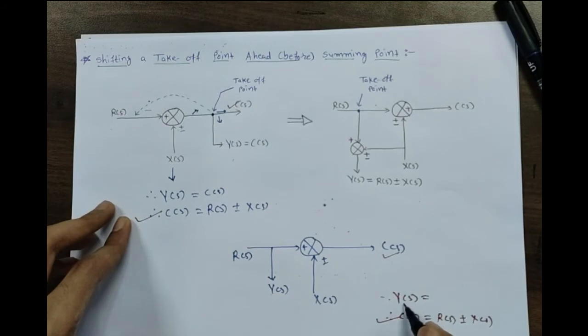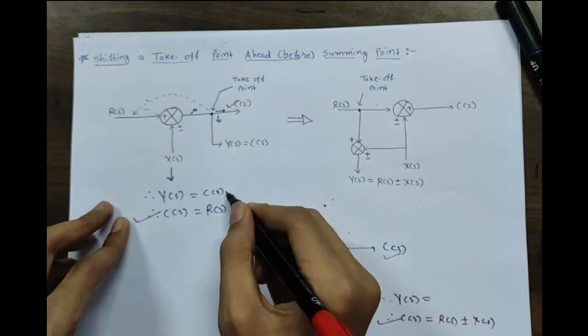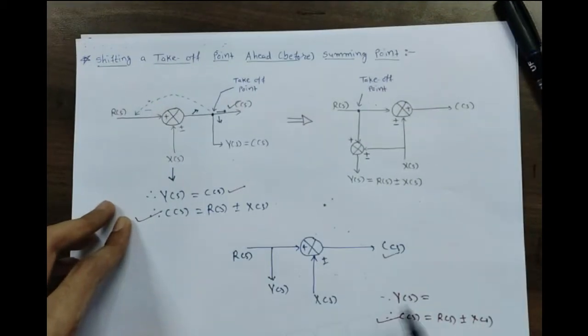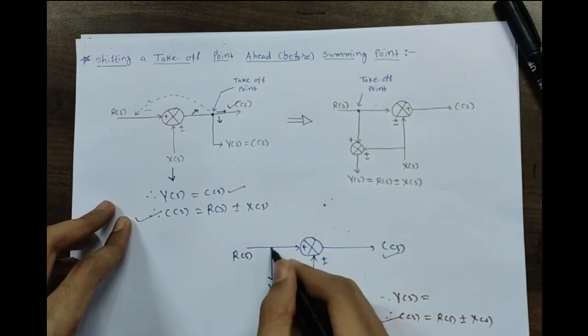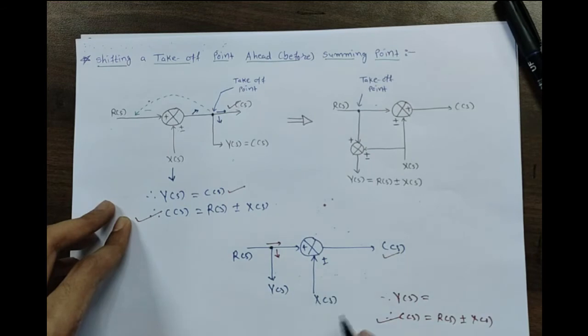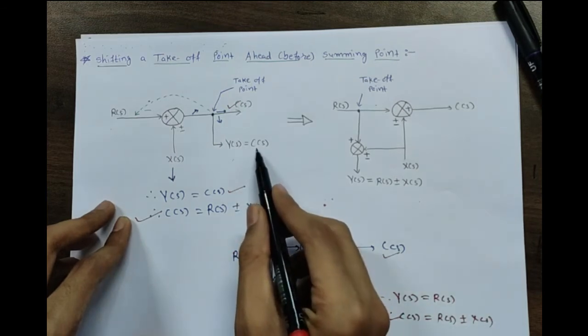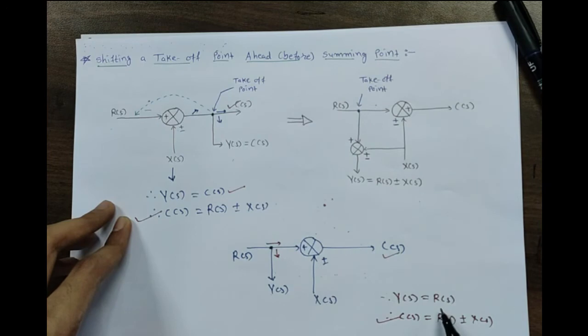Now what will be the value of y of s in the first case? It is c of s, but let us find it right here. You can see it is a takeoff point, so whatever will be in this direction will be in this direction too. So the y of s signal is nothing but r of s. Previously your value of y of s was c of s, but now it is r of s. So we have to just look at this equation.